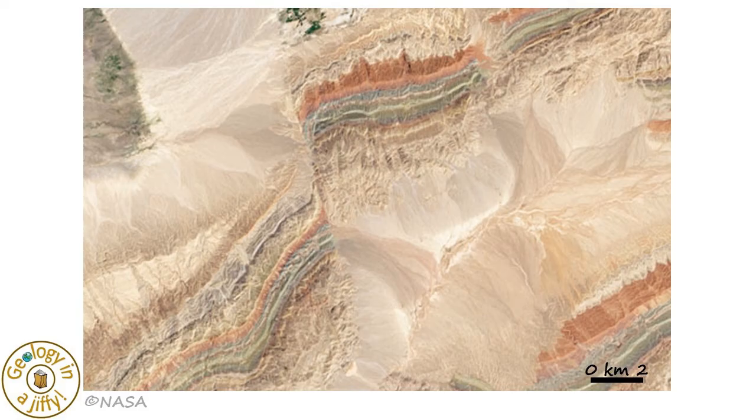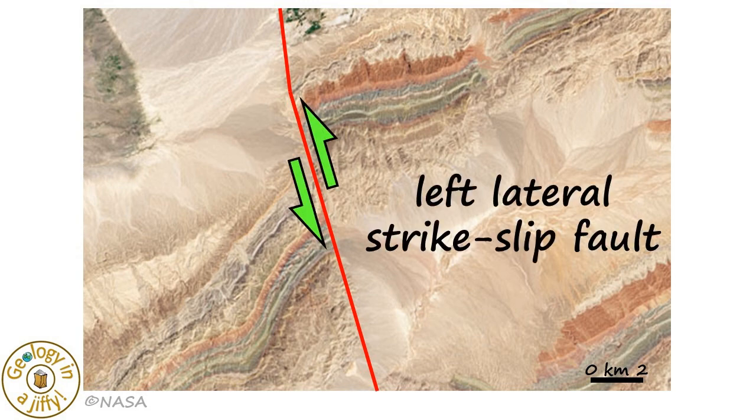Wow! Another clear example of a strike-slip fault can be found in the Xinjiang province in China, the northwest trending lineament clearly showing the left lateral movement about the fault plane.